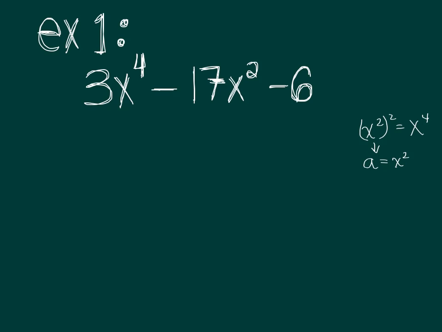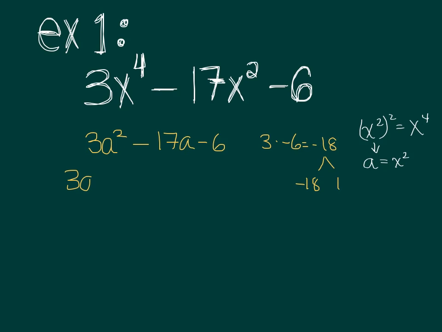So now I'll just rewrite my equation with the dummy variable instead. So I now have 3a squared minus 17a minus 6. And now I have a fairly easy quadratic trinomial to factor. I start by multiplying 3 and 6. So 3 times negative 6, so negative 18. And then think of two factors of negative 18 that will add up to negative 17. That's going to be negative 18 and positive 1.